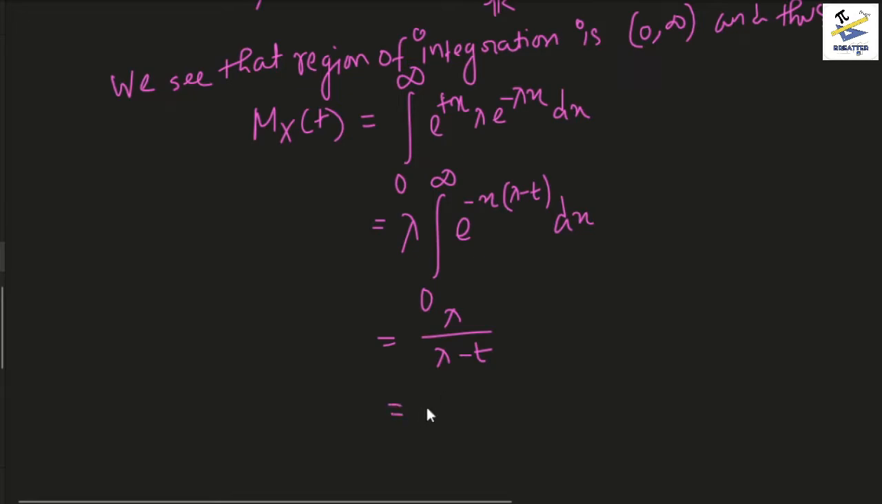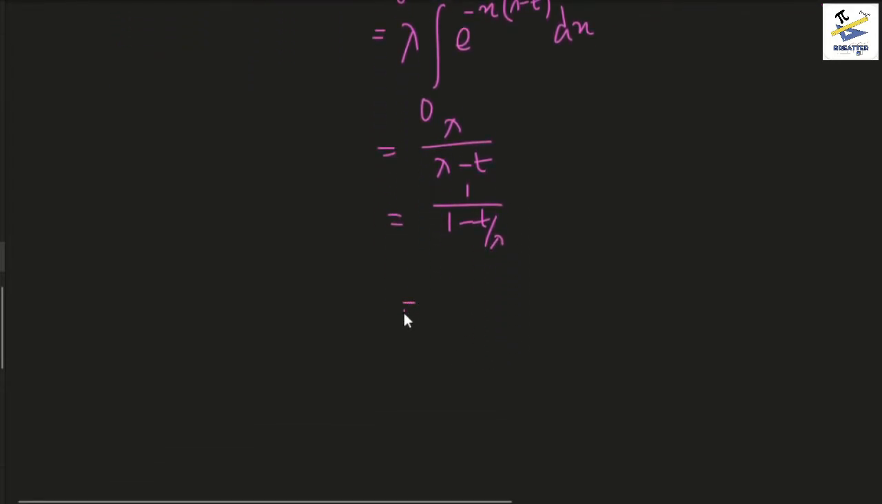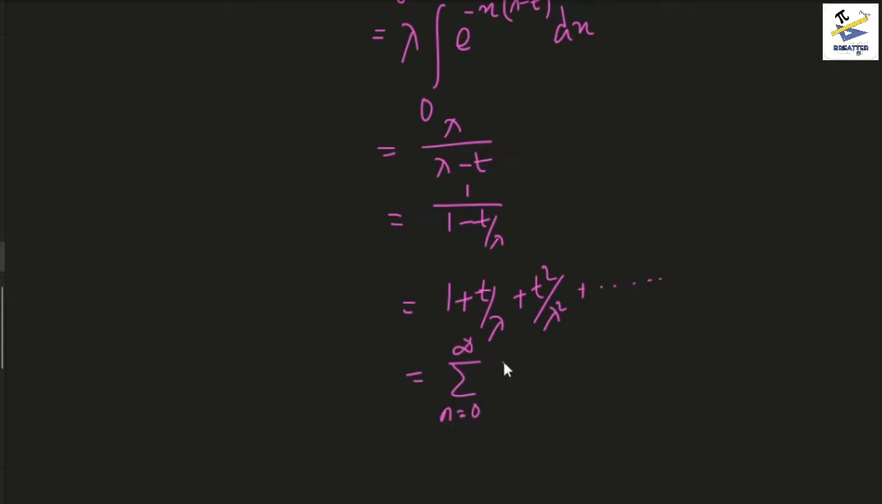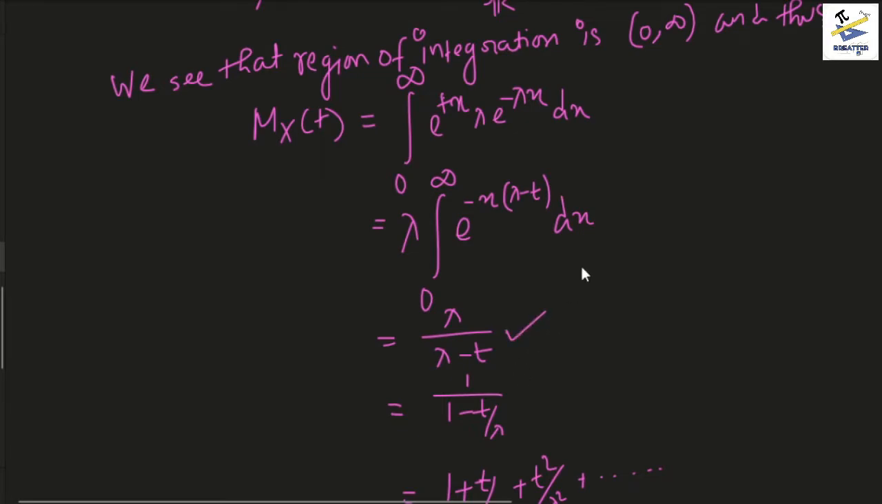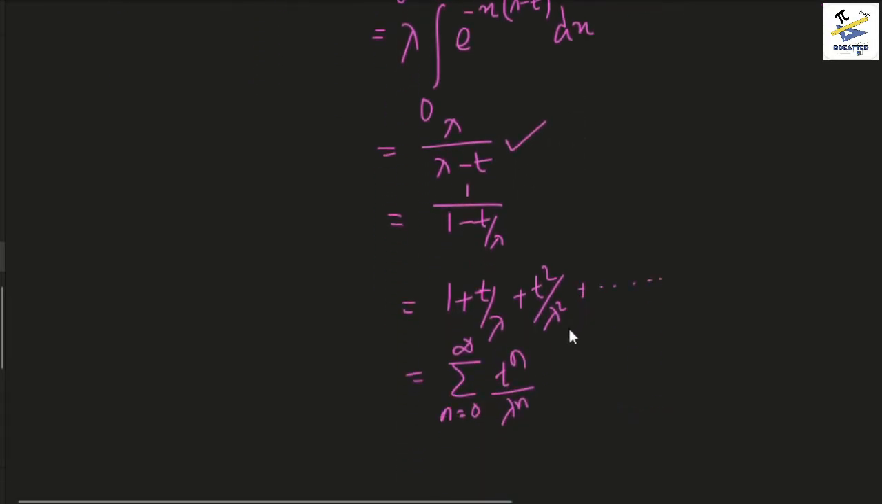This can be written as 1 by 1 minus t by lambda, and when t is less than lambda, we can expand this as a series: 1 plus t by lambda plus t squared by lambda squared, and all the way up to infinity. This gives the sum for n equals 0 to infinity of t to the power n by lambda to the power n. So the moment generating function is lambda by lambda minus t, but I have also expressed it as an infinite series. We did that by dividing by lambda and getting this expression.